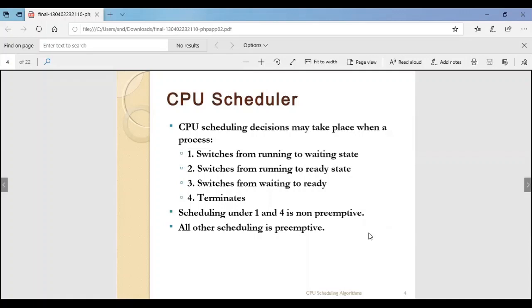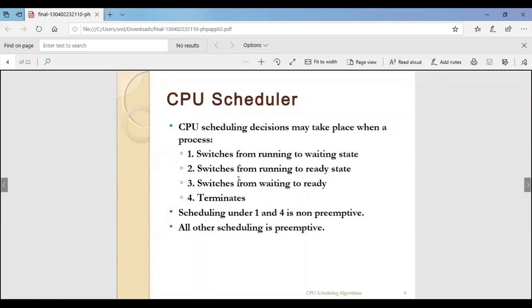Now, a CPU scheduling decision may take place when a process switches from running to the waiting state, as we have studied in the life cycle of a process. It goes to the waiting queue. Second, it switches from running to the ready state. Why the waiting state? It requires some IO operation. Then when the IO operation is complete, it switches from waiting to ready state, from the waiting queue to the ready queue. The last one is terminates, meaning the process has finished execution, so it goes into the terminated state.